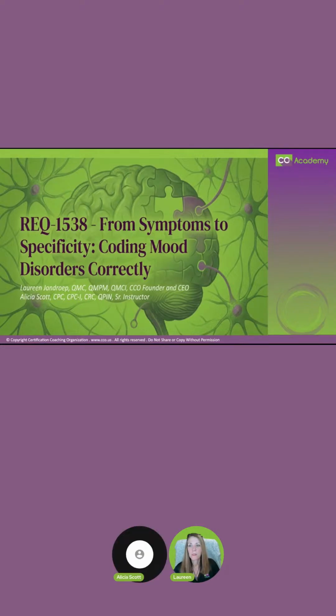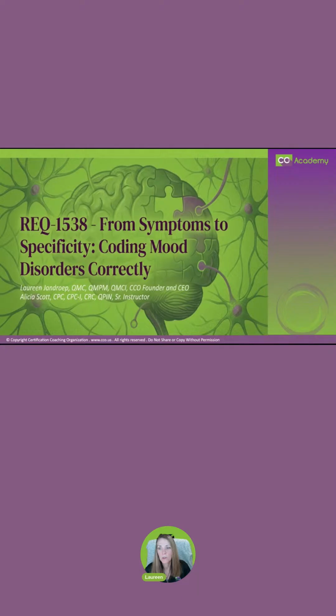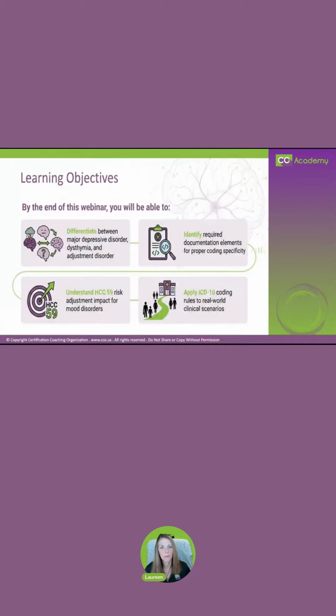So this one is from symptoms to specificity, coding mood disorders correctly. What we're going to cover here is the F codes, but by the time we're done, you're going to feel a lot more confident with these. It's one of those areas where being very specific really matters, not just for reimbursement, but for compliance, for medical necessity, really all of it. We're going to break it down together step by step, but don't forget, you can always put your questions in the chat and we can interact with them after.